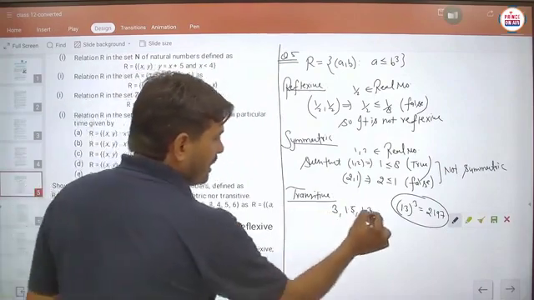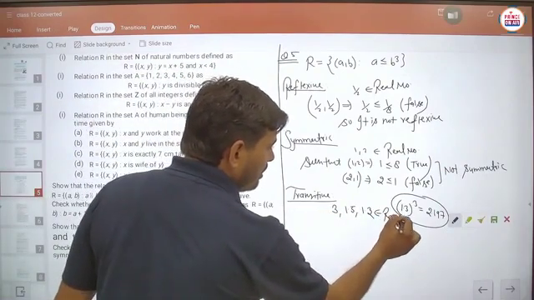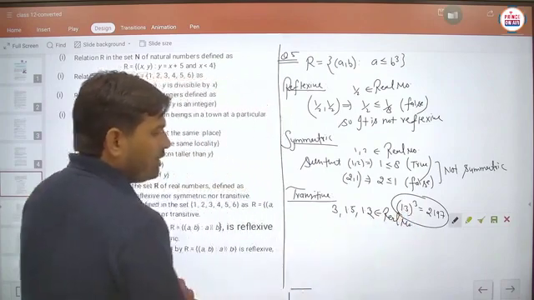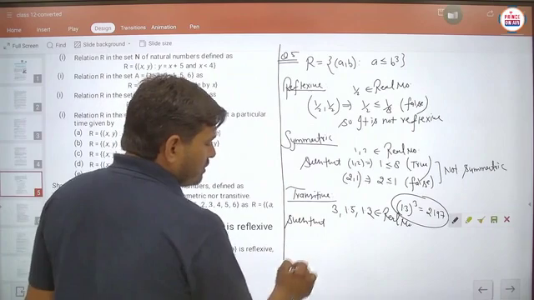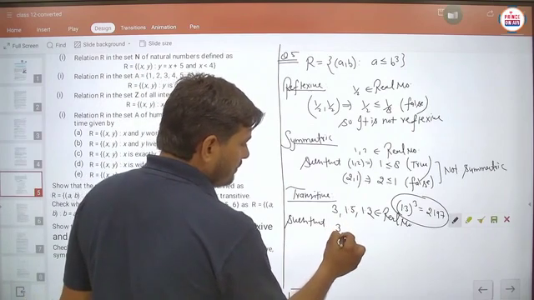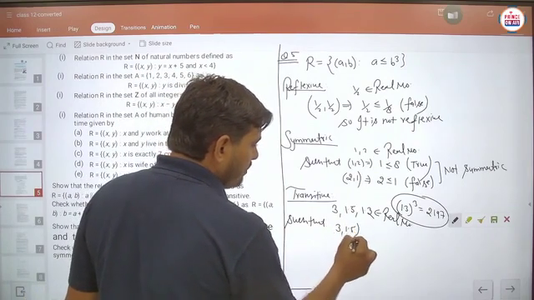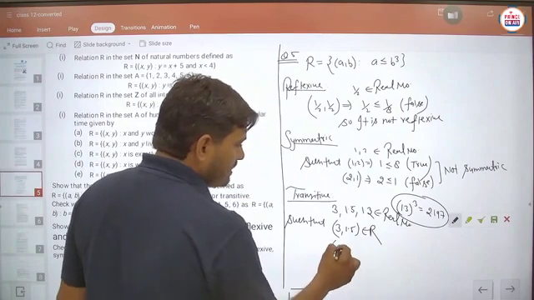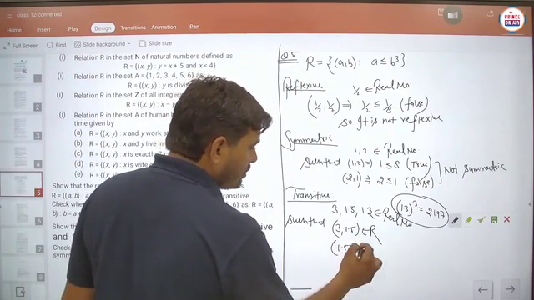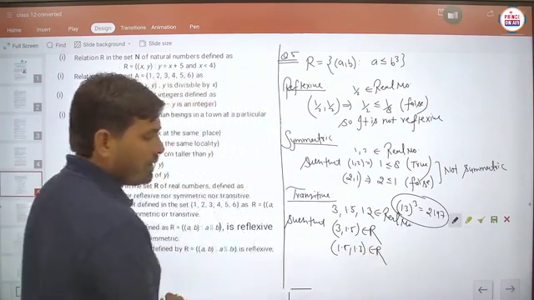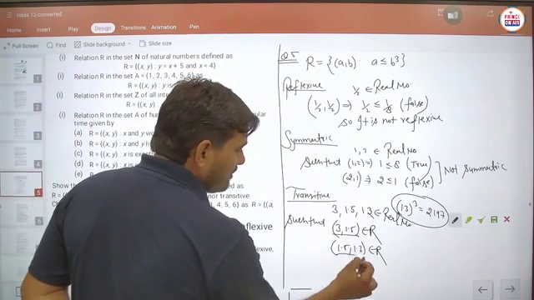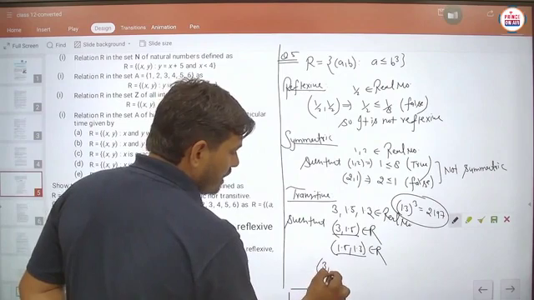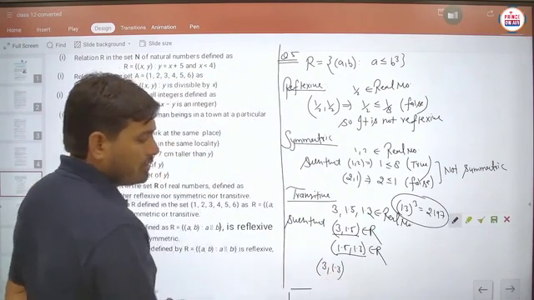Now you can say that all belong to the real numbers, such that (3, 1.5) belongs to R, as well as (1.5, 1.3) belongs to R. Is it to be clear? But here, students, AB belongs to R and BC belongs to R, but we will check for AC, which is (3, 1.3). Is it to be clear?